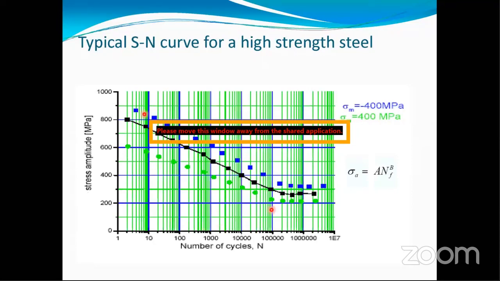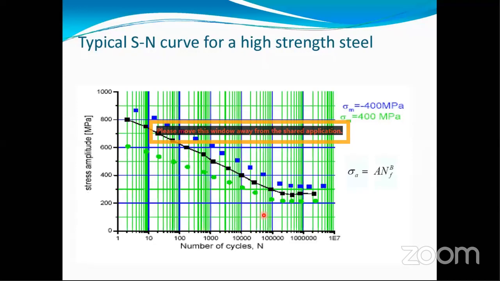So this curve can be defined in terms of an expression. It is called Basquin's equation. Sigma A, which is nothing but S, the alternating stress, is equal to A times N_F to the power B. A and B are material constants, and we can derive them from the graph. N_F is the number of cycles to failure. If we have these material constants and we know the alternating stress, we can find the number of cycles to failure.